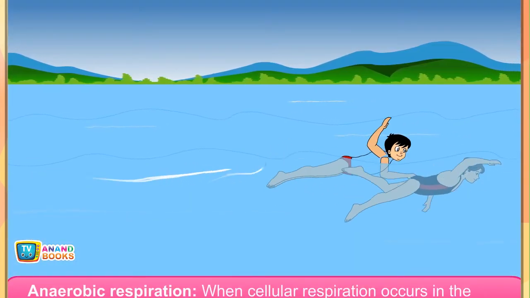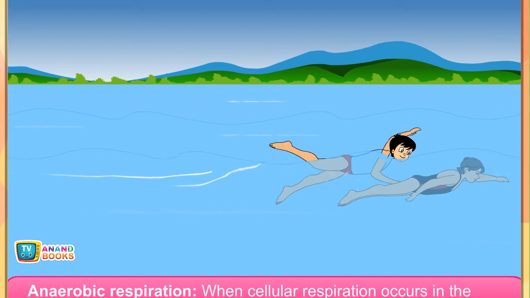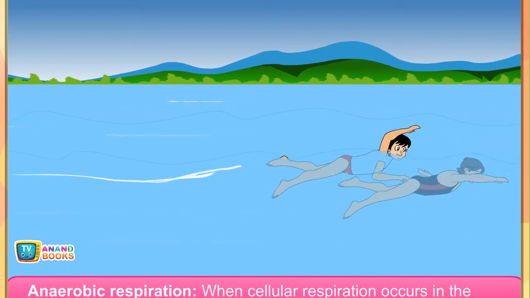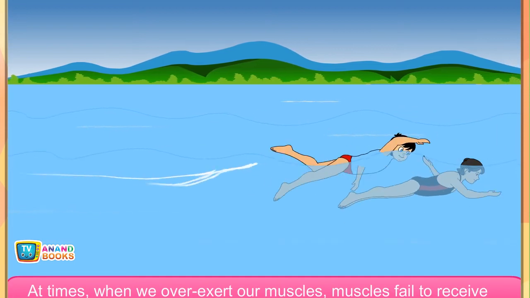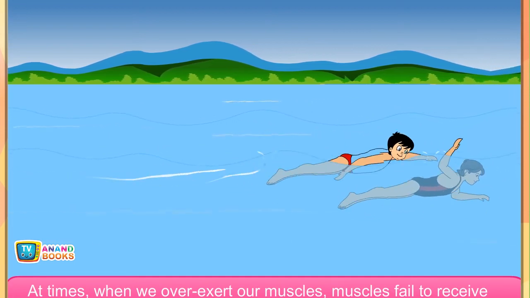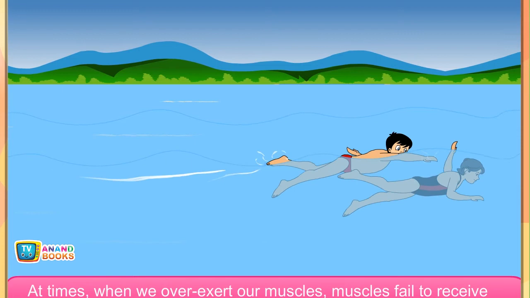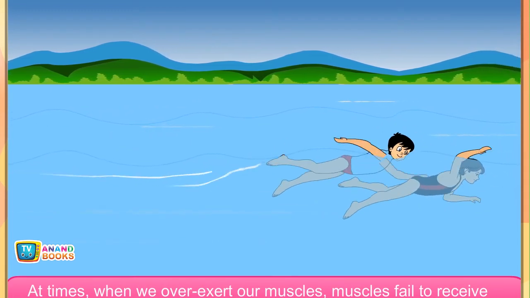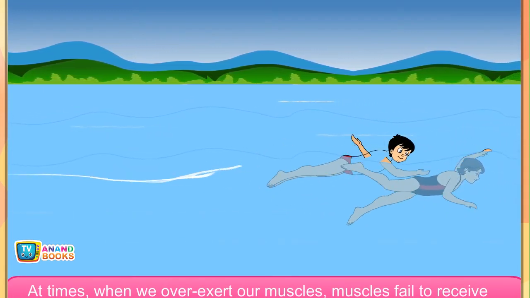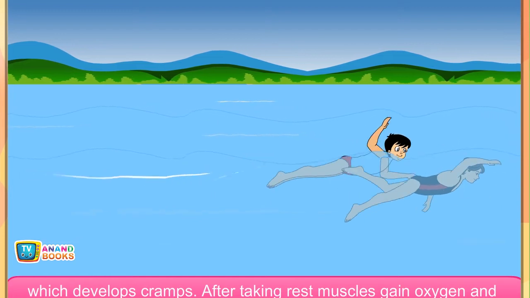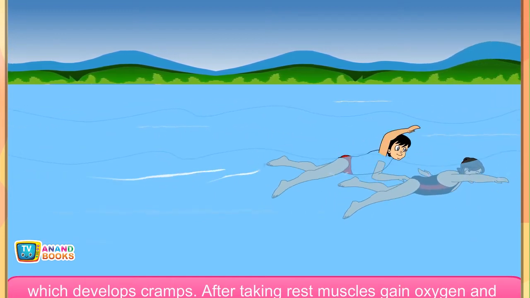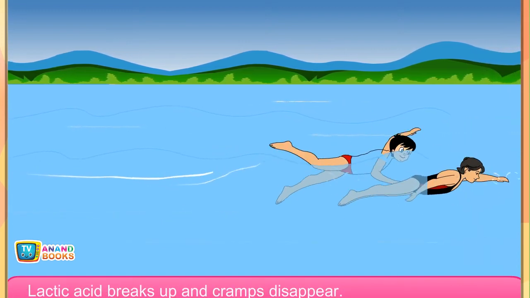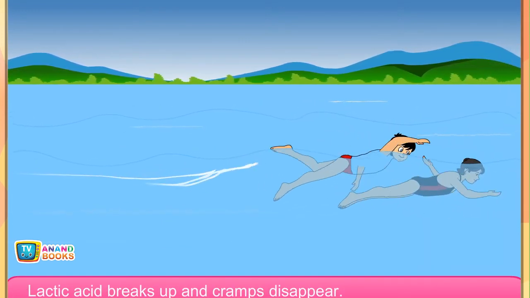Anaerobic respiration. When cellular respiration occurs in the absence of oxygen, it is known as anaerobic respiration. At times, when we overexert, our muscles fail to receive enough oxygen. They respire anaerobically, producing lactic acid, which develops cramps. After taking rest, muscles gain oxygen and begin to respire normally. Lactic acid breaks up and cramps disappear.